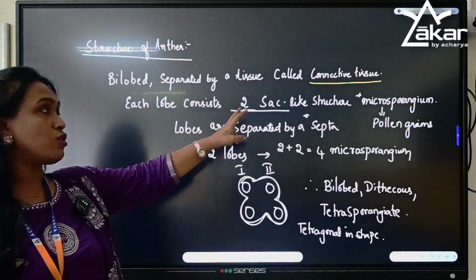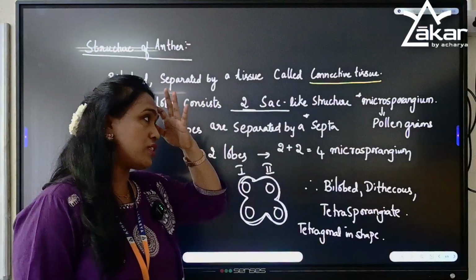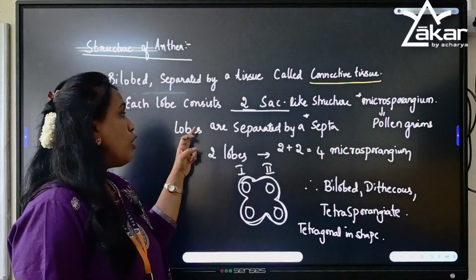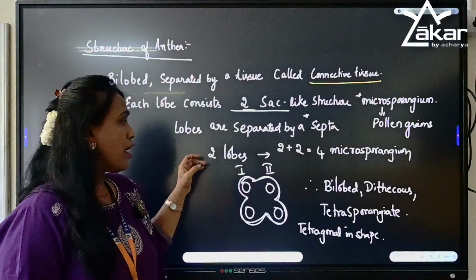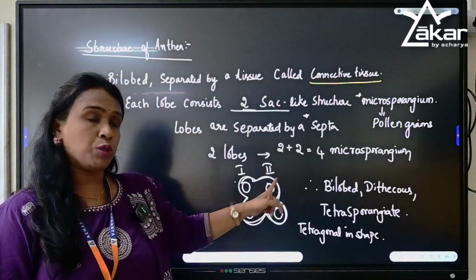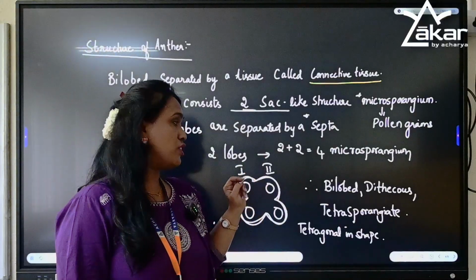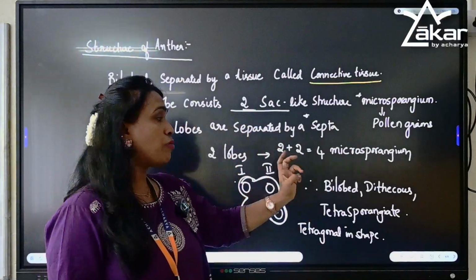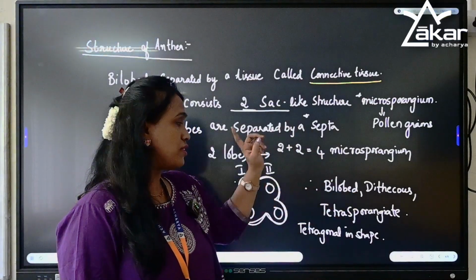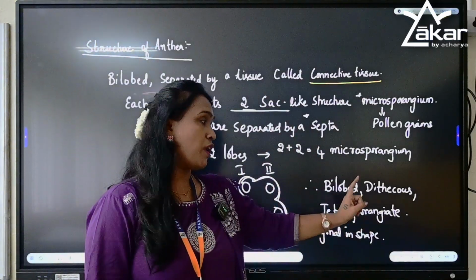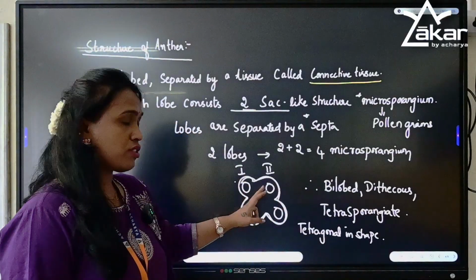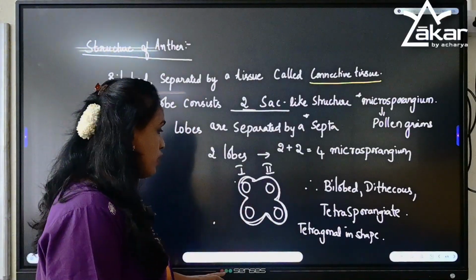Each lobe consists of 2 sac-like structures, microsporangium. It is in this microsporangium where pollen grains are produced. Lobes are separated by a septa and each lobe contains 2 microsporangium. So since we have 2 lobes, there are 4 microsporangium. Bilobed because 2 lobes, dithecous because again 2 lobes separated by a septa, and 4 microsporangium, hence tetrasporangiate. In the outline it is shown as tetragonal in shape.